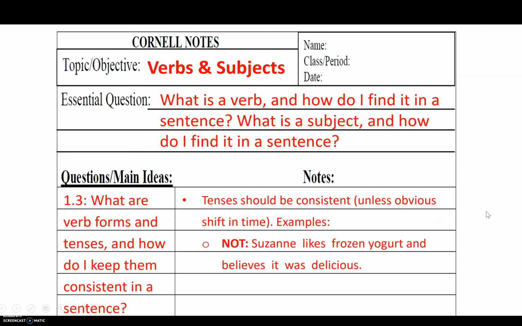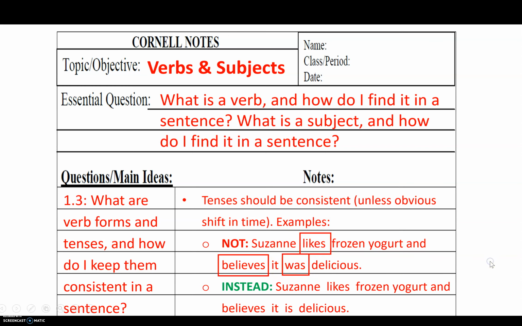Another basic example, if I say Suzanne likes frozen yogurt and believes it was delicious, that feels off, right? Because these first two verbs are in present tense, she likes and she believes, but this one is in past, was. So instead we'd want to change that. Suzanne likes frozen yogurt and believes it is delicious, to keep all of those in present tense.